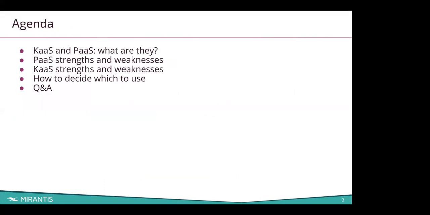Before we start, let's take a quick look at what we're going to cover. We're going to start out by talking about what a platform as a service and a Kubernetes as a service actually are, so that we can make sure we're all on the same page, so to speak. Then we'll look at what each one of them does well and also not so well. Finally, we'll look at some of the things that you need to ask yourself before deciding which one is going to be best for you.